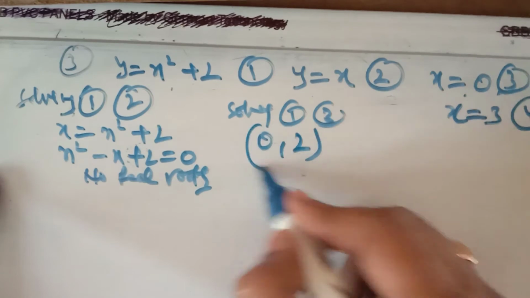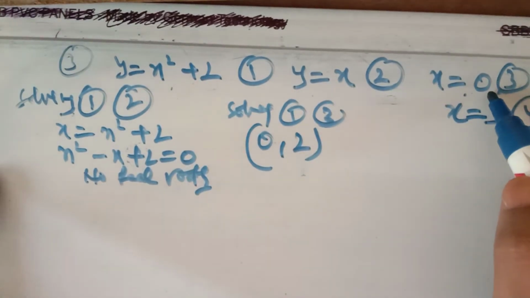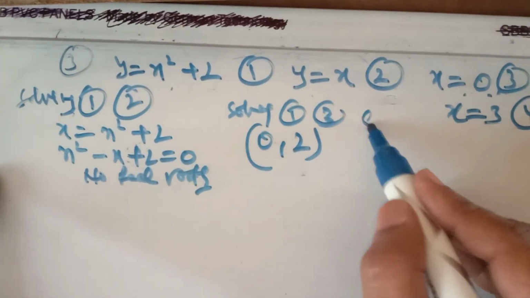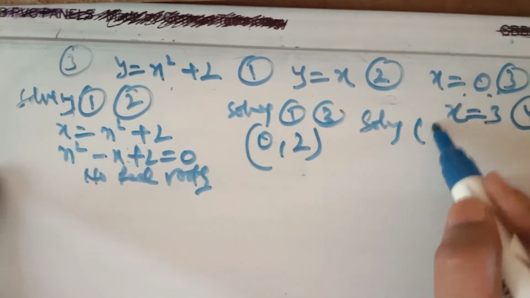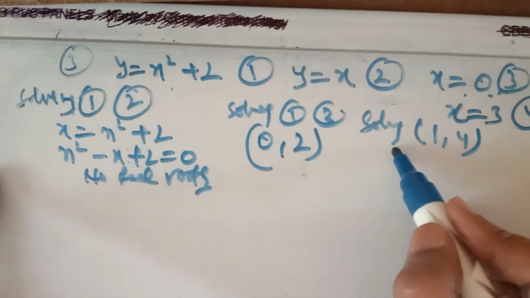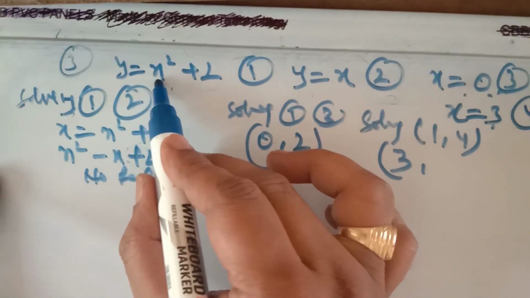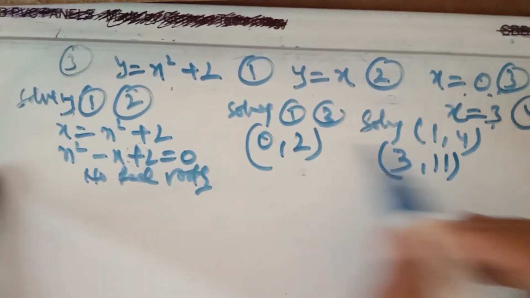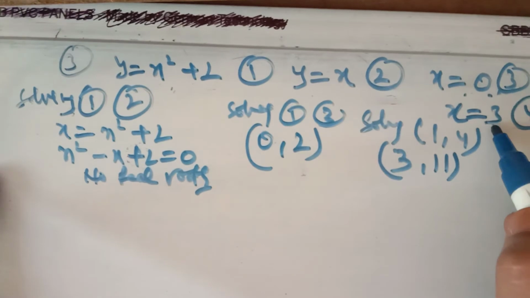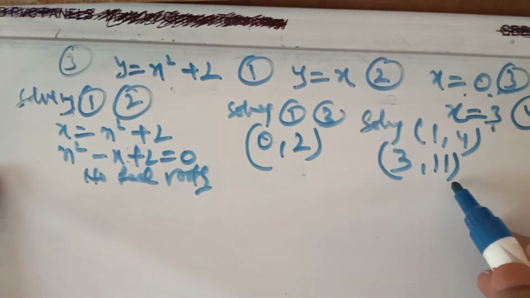So it means this parabola is touching the y-axis, x equal to 0, at this point. Then solve the first and fourth equations. Here x is equal to 3, so y is equal to 3 square plus 2, which is 11. So it means this parabola and x is equal to 3 are intersecting at the point (3, 11).